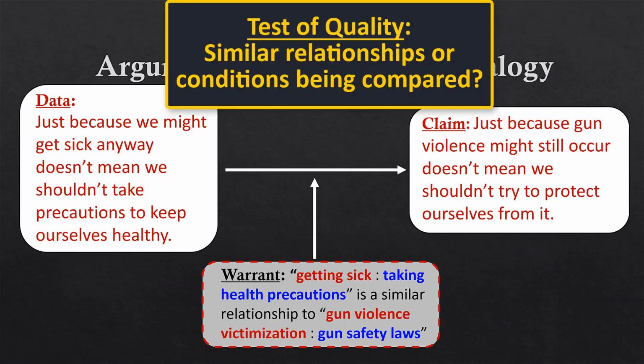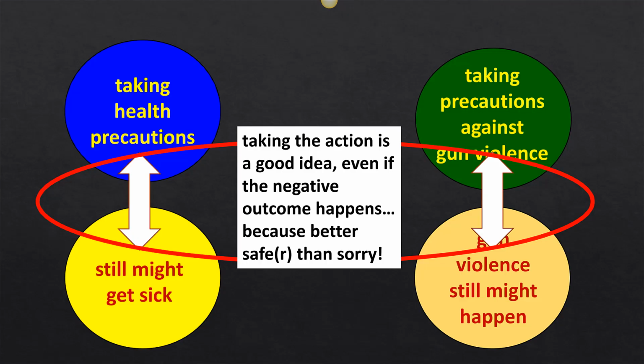The test of quality. Do we have some kind of significant similarity in the relationship between the things that are being compared? So, as we pointed out with our visual depiction just a bit earlier, we do have a significant similarity, because in both instances, first, the instance of taking health precautions, such as getting an immunization, or taking your vitamins, or trying to live healthy, or washing your hands. These kinds of things are all a good idea to do, even though you still might get sick, because the worst that can happen is you've made yourself a bit safer, and that's not a bad thing.